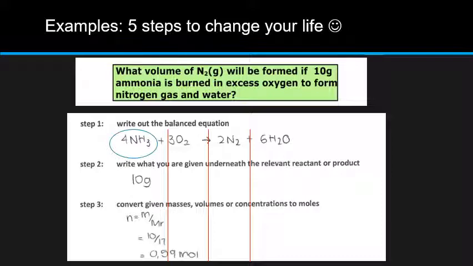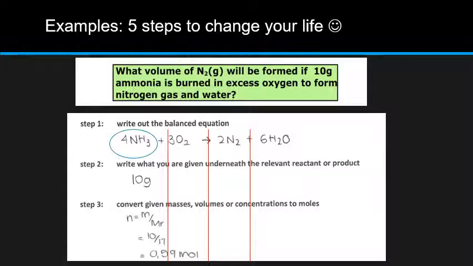So the first thing, let's look at this example. It says there, what volume of nitrogen gas will be formed if 10 grams of ammonia is burned in excess oxygen to form nitrogen gas and water? So what do they want here? They want a volume. That's at the end of the day the essential question. They want to know what is the volume. And that comes to step 5 later on.